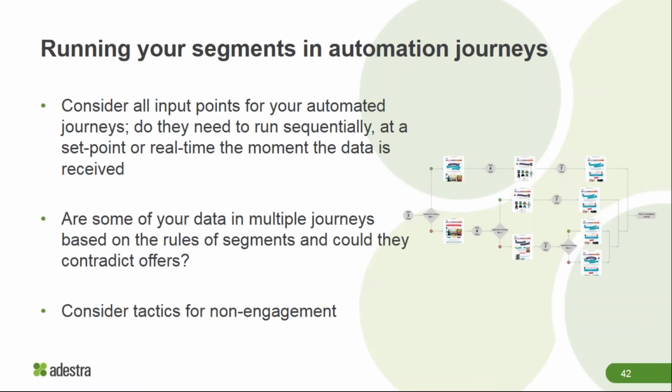And consider all input points for your automated journeys. Do they need to run sequentially? Have you worked this out in terms of, moving on to the second point about contradictory offers? Are people fitting into two? So start small to keep it simple. Post-it notes all over the desk. Get everything out that you want to do to start with. Get that working. Monitor as you go. And then, do these things need to run sequentially?